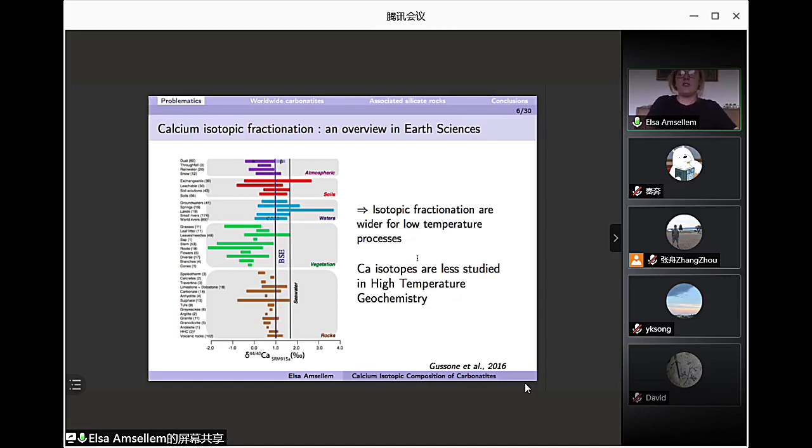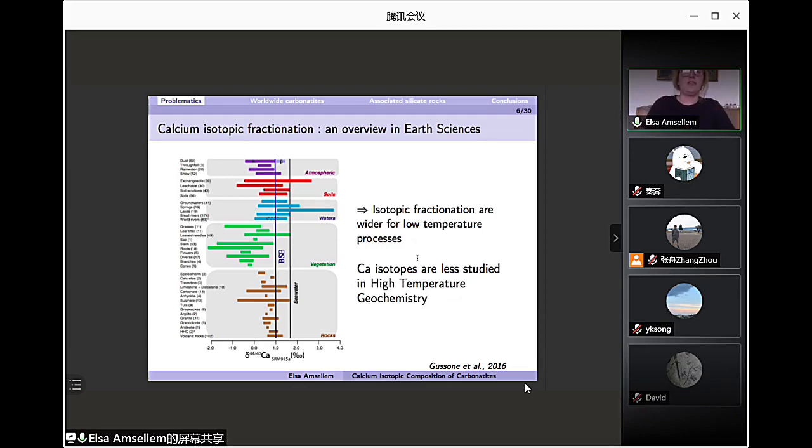So that's why calcium isotopes were less studied in high temperature chemistry. And now that we have a recent development of mass spectrometry analysis, we can have better precision and analyze even smaller calcium isotopic fractionation. And so now we study more and more calcium isotopes in high temperature chemistry.